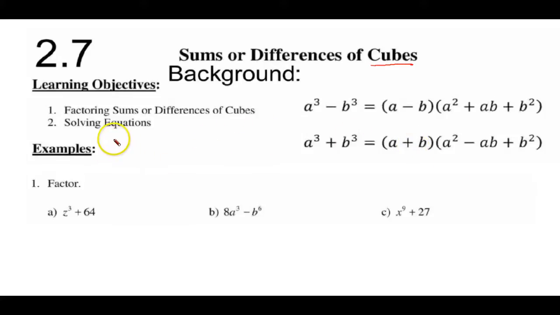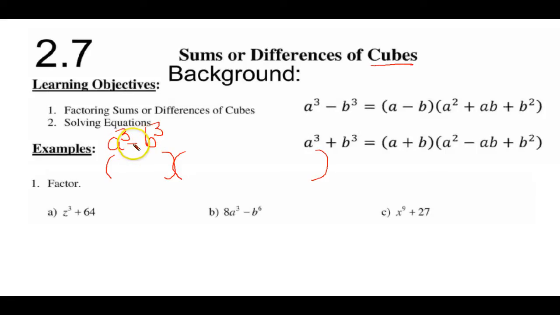So let's use this one as an example: a to the third minus b to the third. This is a perfect cube, this is a perfect cube, and this is the difference. It starts off with a parenthesis for 2 terms and a parenthesis for 3 terms. That's step 1. Again, you would factor out any common factor first, but this one is all ready to go.